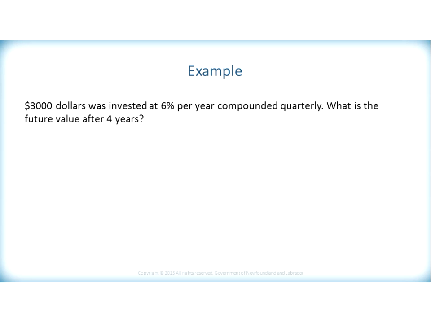$3,000 was invested at 6% per year, compounded quarterly. What is the future value after 4 years? So we have a financial application problem here. We have the principal times 1 plus the interest to the power of compounding periods. This formula is given to us on the formula sheet.